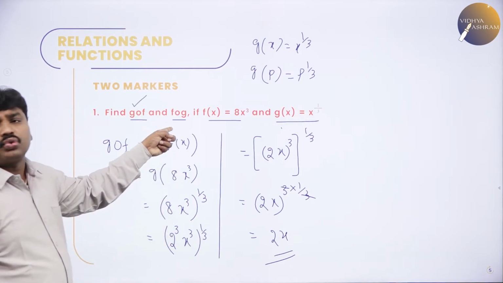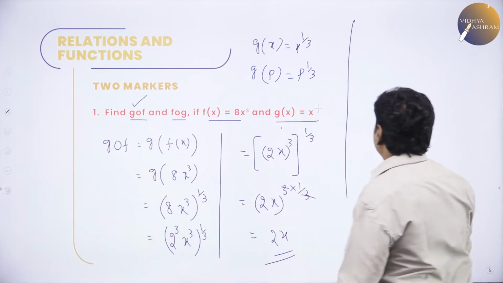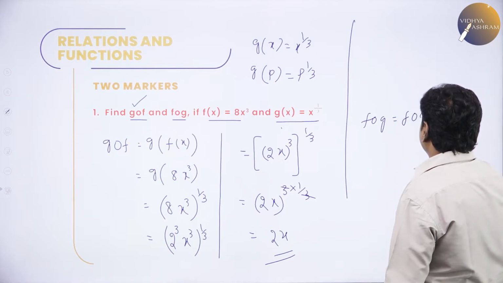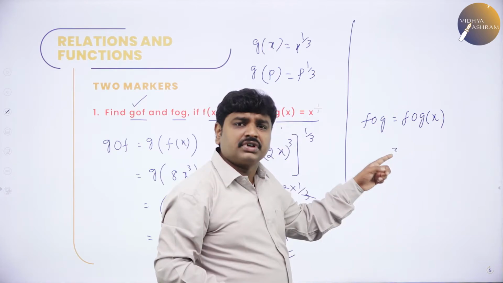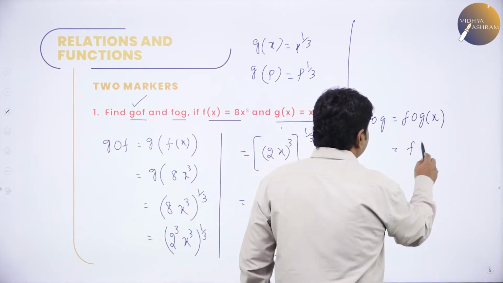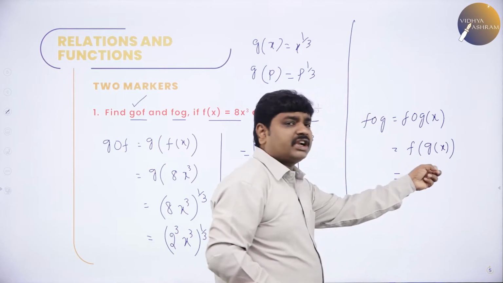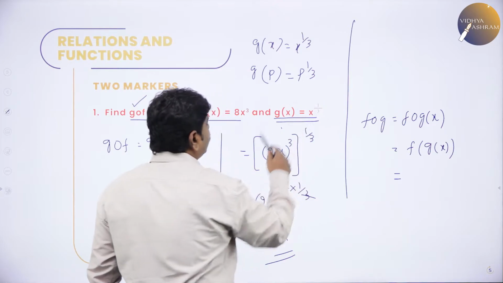They also want you to find what? Fog. Same way, it is simple. So they want you to find fog. So what is fog? Can I call it fog x? What is fog x? F of g of x. F of g of x. And what is g of x? From where will we get g of x? Refer the question. In the question, what is g of x? X power 1 by 3.